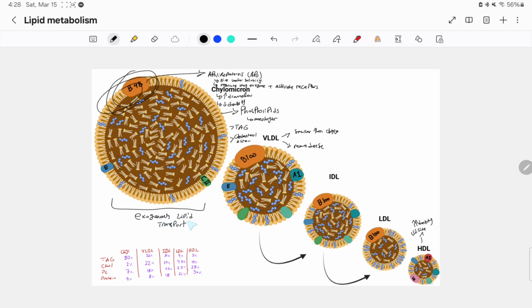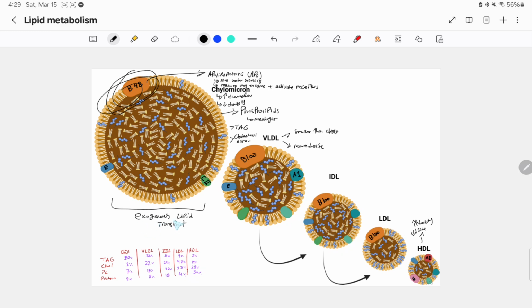Well, exogenous lipid transport refers to the fact that this chylomicron is being formed within the enterocytes of the small intestine. So after you've eaten a high fatty food, it is going to take the fats, the fat-soluble vitamins, the cholesterol, and all of those things that were in that fatty diet. It's going to take them all, and inside of that enterocyte, it is going to make this giant molecule called a chylomicron. This chylomicron is carrying exogenous lipids.